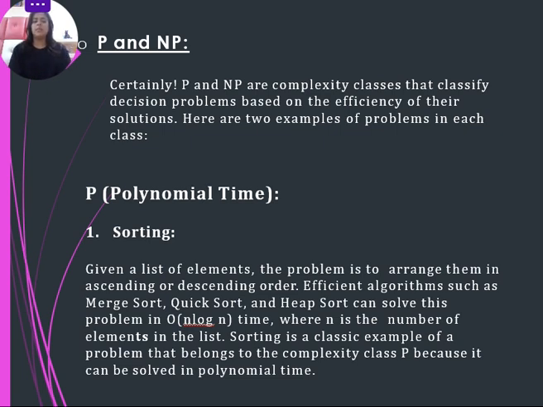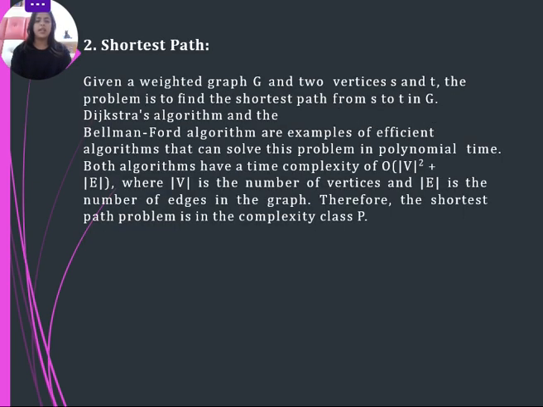P, polynomial time. The first one is sorting. Given a list of elements, the problem is to arrange them in ascending or descending order. Efficient algorithms such as merge sort, quick sort, and heap sort can solve this problem in Ω(n log n) time, where n is the number of elements in the list. Sorting is a classic example of a problem that belongs to the complexity class P because it can be solved in polynomial time.